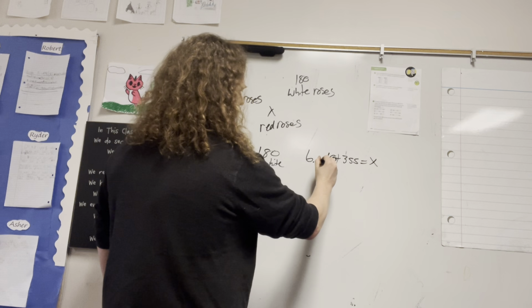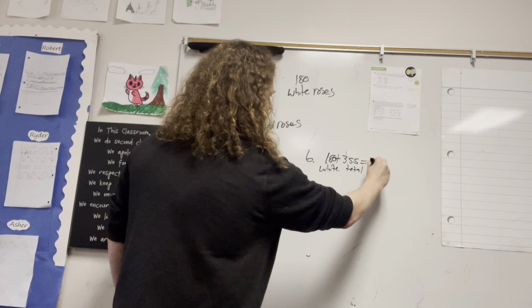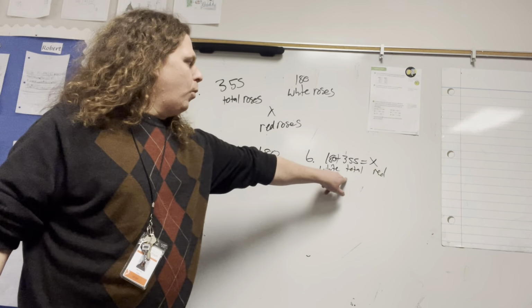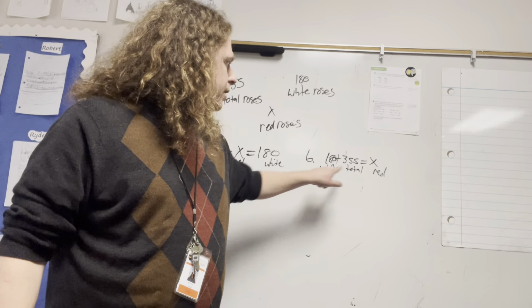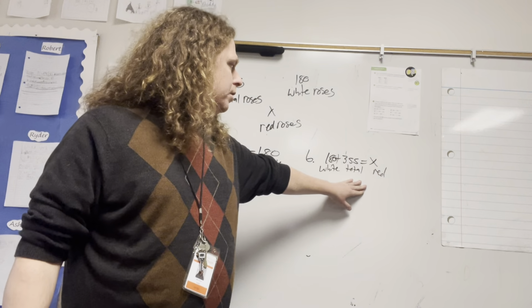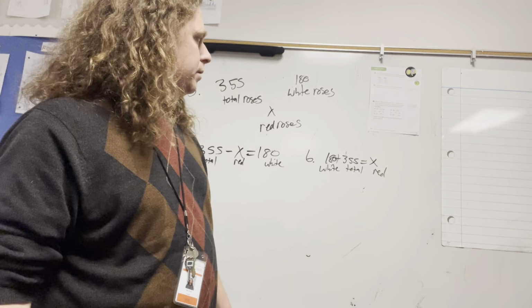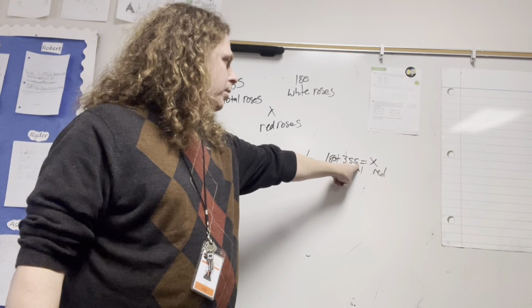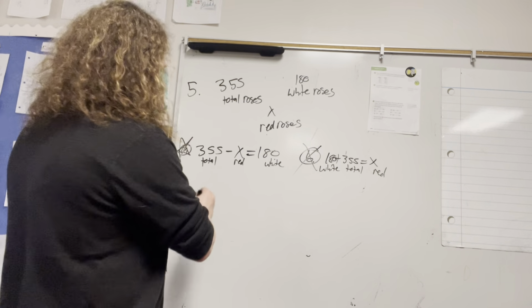B says 180 plus 355 equals X. So that doesn't make sense, right? White roses plus total roses equaling red roses doesn't make sense because the white roses are already part of this 355. So this will create a number larger than the total number of roses there are. That can't be the number of red roses because the red roses as well are part of this 355. So B does not make sense.